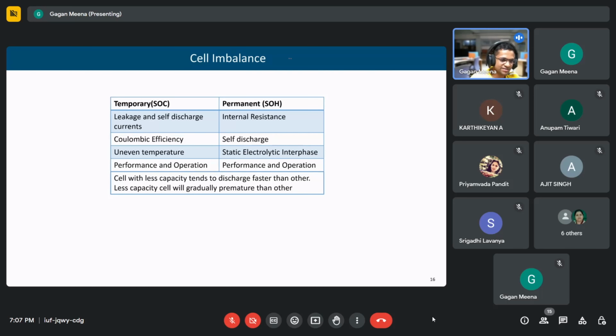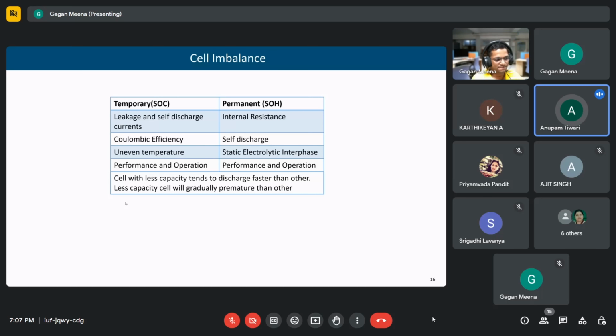Other reason is that a cell with less capacity will discharge faster than others. And if two cells are connected in series, one with less capacity, one with more capacity, if one of the cells is deteriorated, the entire string will not be able to charge or discharge.